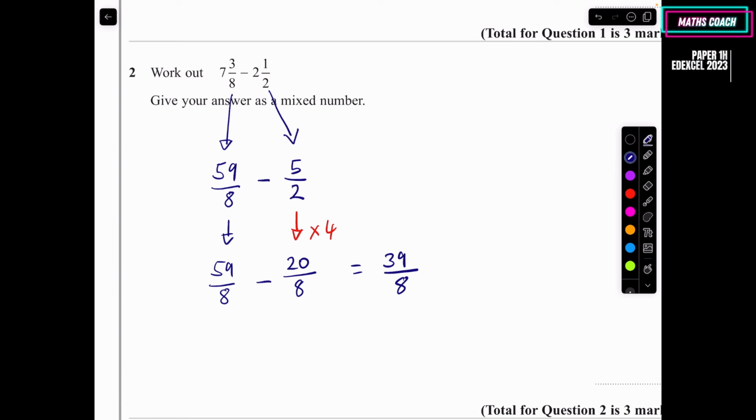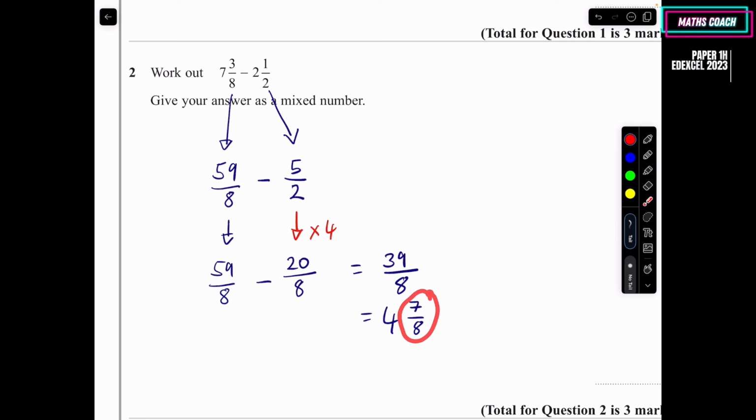Now remember, the question said that it wants a mixed number. So you've got to convert that into a mixed number. How do you do that? You say, how many times does 8 go into 39? 8 goes in 4 times, and the remainder is 7. So it's 4 and 7 over 8, and that's your final answer. Be careful in the exam if you get a different question.